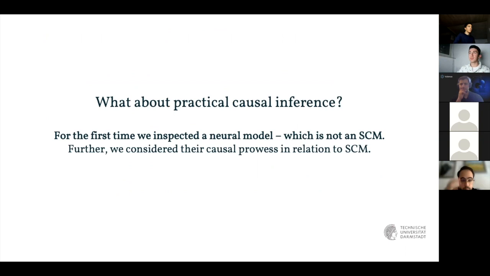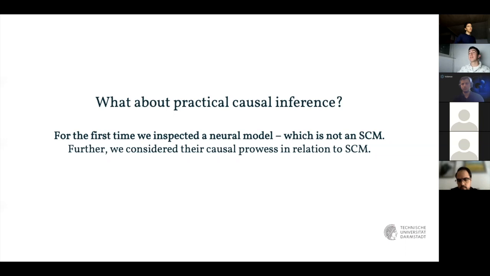But now we go more to the practical part. We talked theoretically, and we saw these three different models. We saw just the IGNN itself, we saw this SCM to GNN conversion, but we also saw this NCM type 2 model. And as I hinted at earlier, for the first time we inspected a neural model which is not really an SCM, at least for the first time in this formal setting, after this ground formulation by Chia et al.